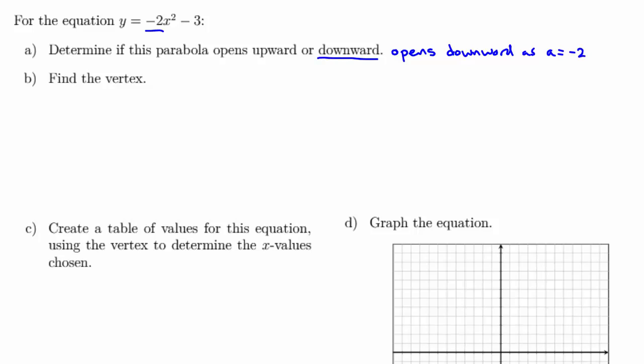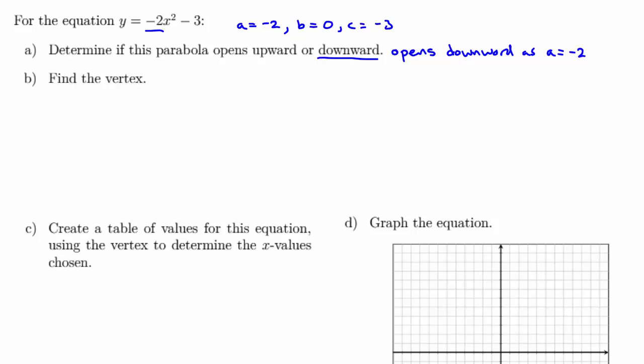If I look at this equation, y equals negative 2x squared minus 3, the value of a, the coefficient on x squared, is a negative 2. The value of b is actually 0, as I don't have a term containing x in that equation. So b is 0, and c is negative 3. This will be helpful when I determine the vertex, which I'll do next.